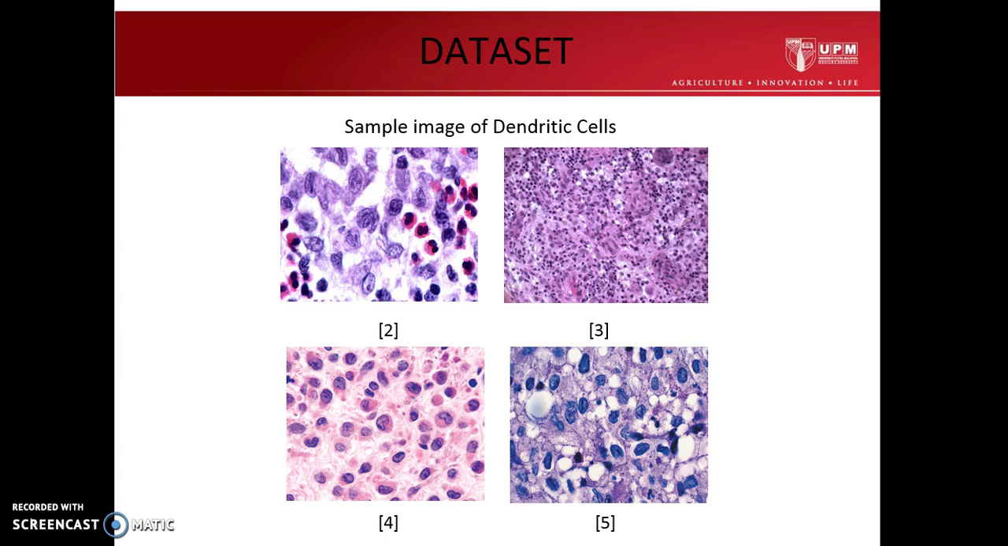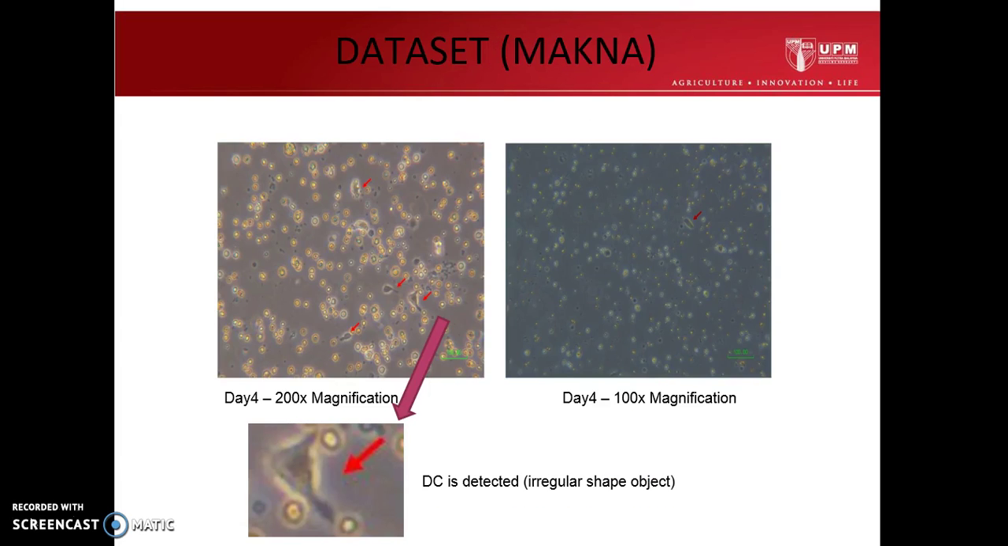On the next slide, this shows the sample image that I got from an online website, and this one shows the dataset provided by Magna. From this image, you can see clearly that there is a dendritic cell in the area that has been highlighted.